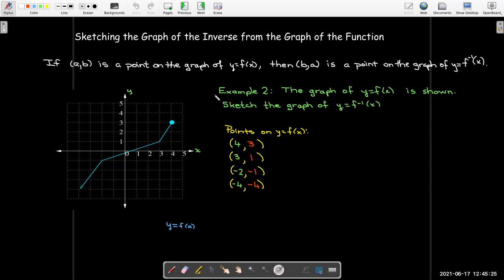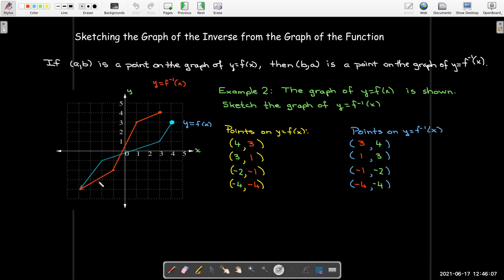So to find the corresponding points on the graph of f inverse, I just swap the x coordinate and the y coordinate. So 4 comma 3 becomes 3 comma 4, 3 comma 1 becomes 1 comma 3, and so on. So I can plot those points, 3 comma 4, 1 comma 3, negative 1 comma negative 2, and negative 4 comma negative 4, and then connect those. In this case, I know that the graph of the function consists of straight lines, so I'll know the graph of the inverse will also have straight lines in it. So I'll connect those points with straight lines. In the end, I had an arrow on the original function. I'll put an arrow on the inverse as well.